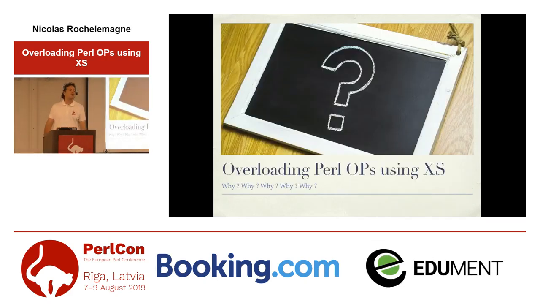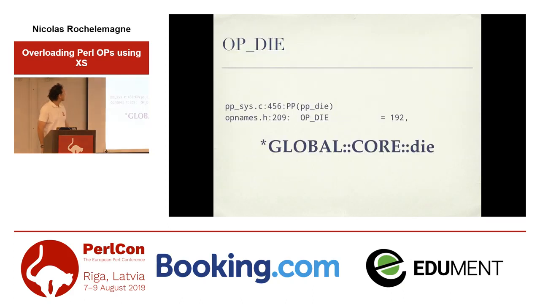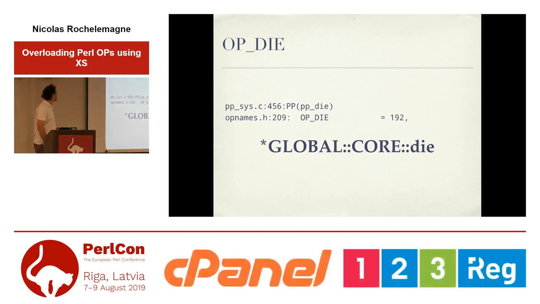But why do you really want to do overloading PerlOps using XS? Honestly, why? And you're right. Some will say why not, but that's probably not the answer. Because first part, most of the ops, like die, is one op also. I don't know if you're aware, but die is one op. It has its PP function. It is defined as op 192 currently in 5.28.40, and probably the case for all your versions too.